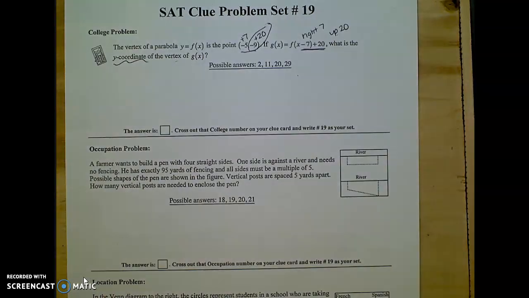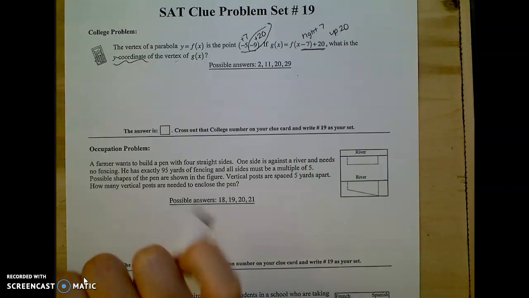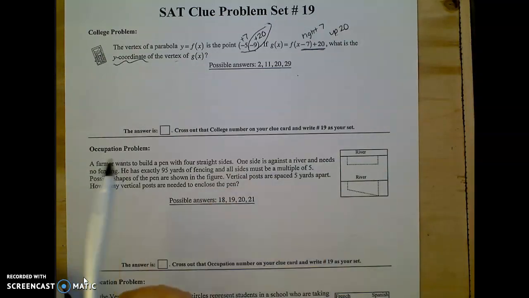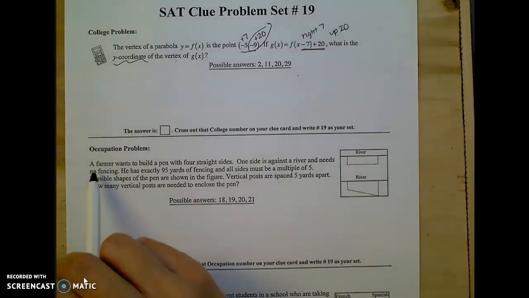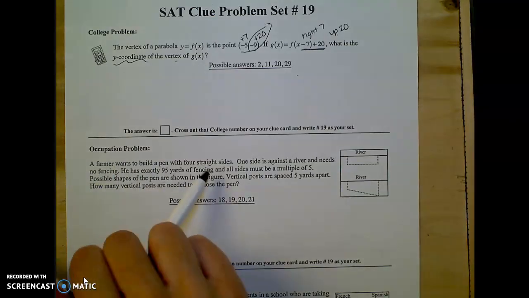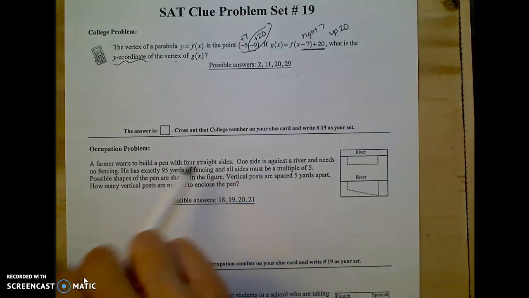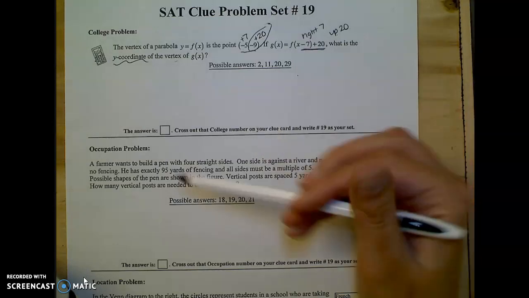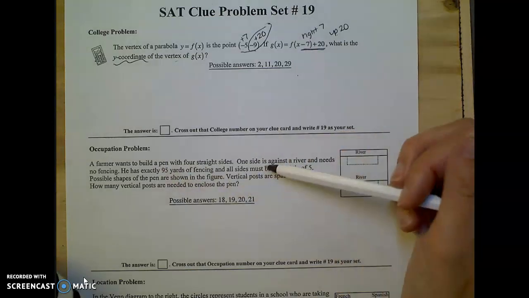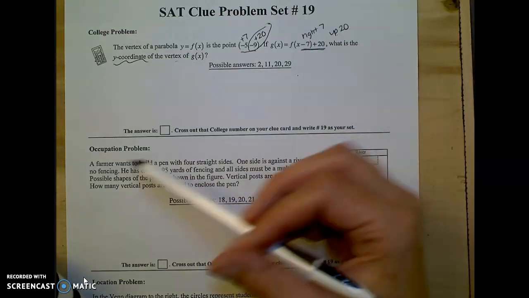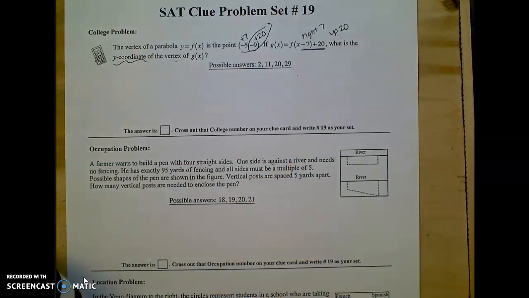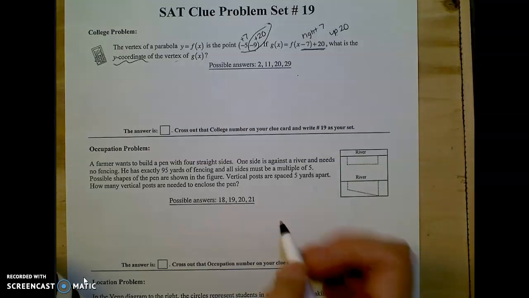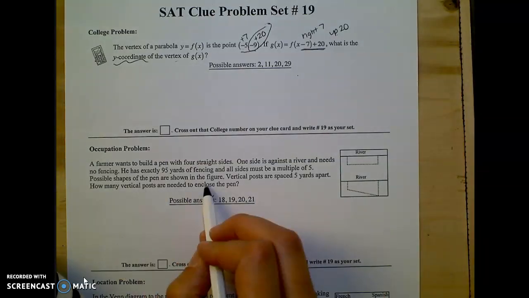Alrighty, so this one had me stumped for a moment, mostly because if I have a picture, I'm drawn to the picture, and I noticed that the pictures were different. But I don't think that actually matters. So a farmer wants to build a pen with 4 straight sides. One side is against a river and needs no fencing. He has exactly 95 yards of fencing, and all sides must be a multiple of 5. Possible shapes of the pen are shown in the figure. Vertical posts are spaced 5 yards apart. So how many vertical posts are needed?